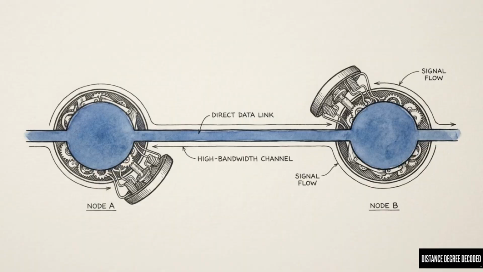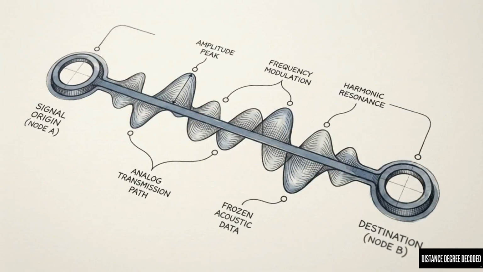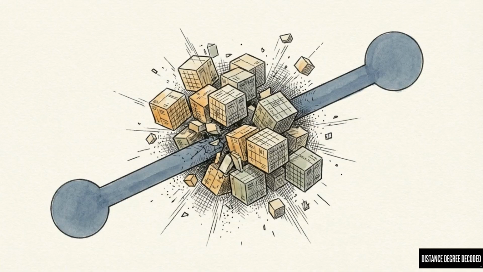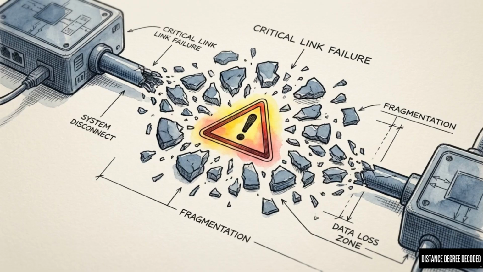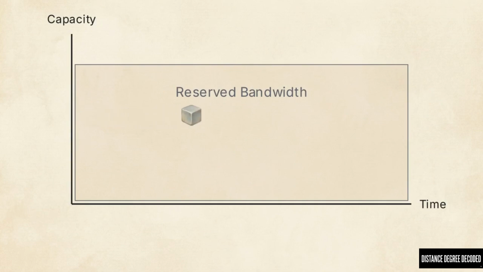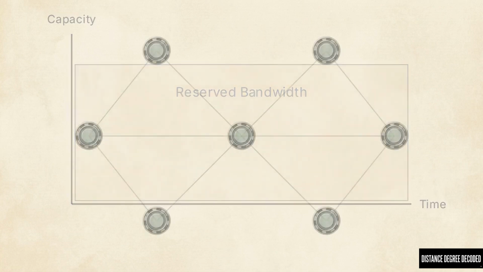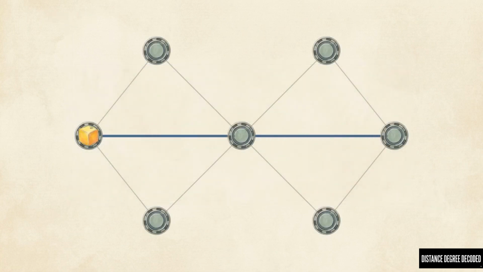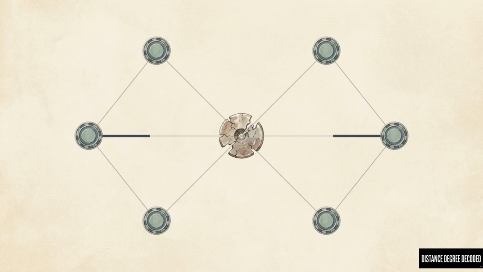Reserving an entire path guarantees perfect sequence for voice. But for modern computer data, the network efficiency completely collapses. Circuit switching holds maximum bandwidth open for the entire session, but bursty data only takes tiny slivers, wasting massive space. It also creates a vulnerability. If a single node fails on this pre-established route, the severed connection must be rebuilt from scratch.